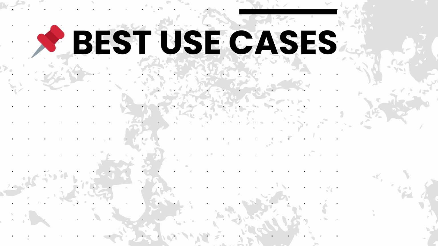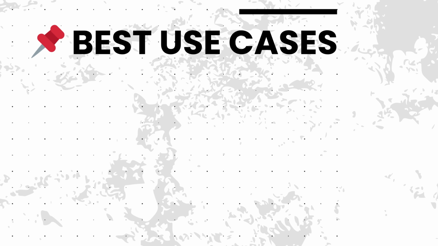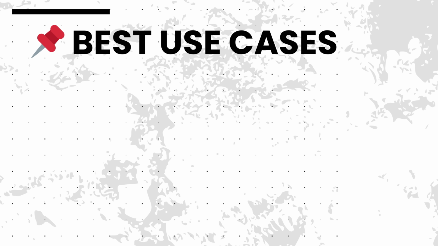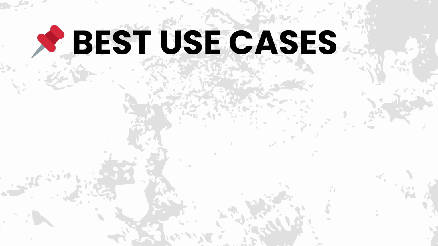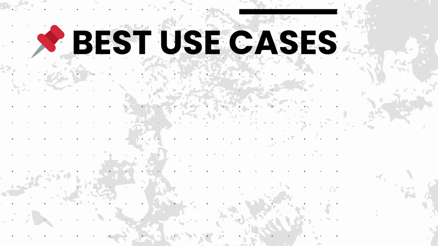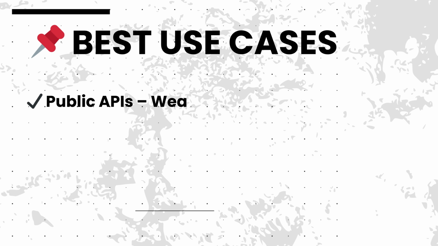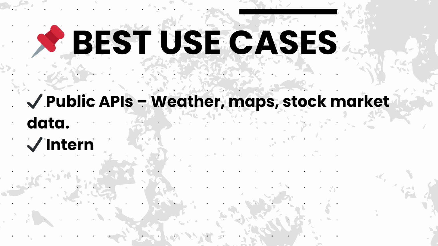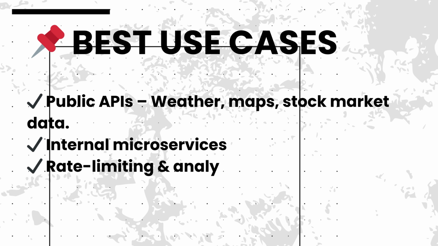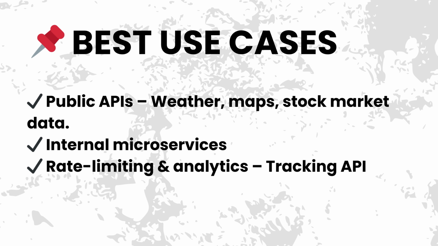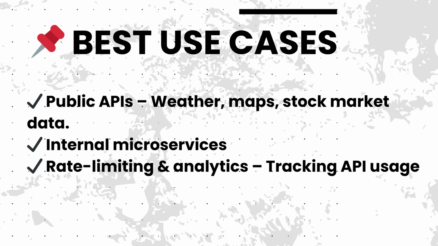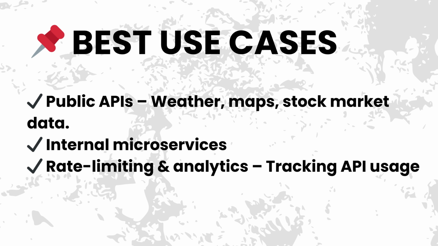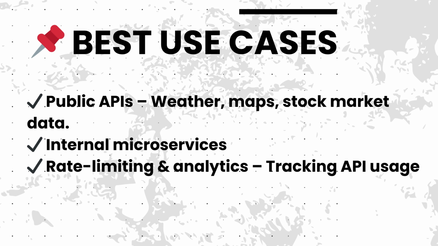So, when is it actually a good idea to use API keys? They work best when you need basic authentication without user-specific data. Best use cases: public APIs, weather, maps, stock market data, internal microservices, connecting back-end services within a company, rate limiting and analytics, tracking API usage without full authentication. However, for more secure applications, like handling sensitive user data, other authentication methods are much safer.